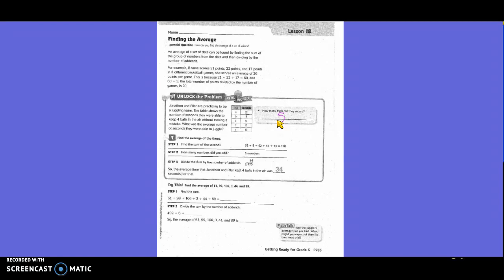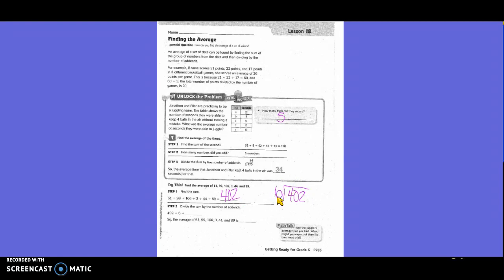Try this. Find the average of 61, 99, 106, 3, 44, and 89. So basically we have to find the sum of those, and they're saying that the sum is 402. They're not always going to give you the sum, but in this case they were nice enough to do that. So then 402 divided by 6.